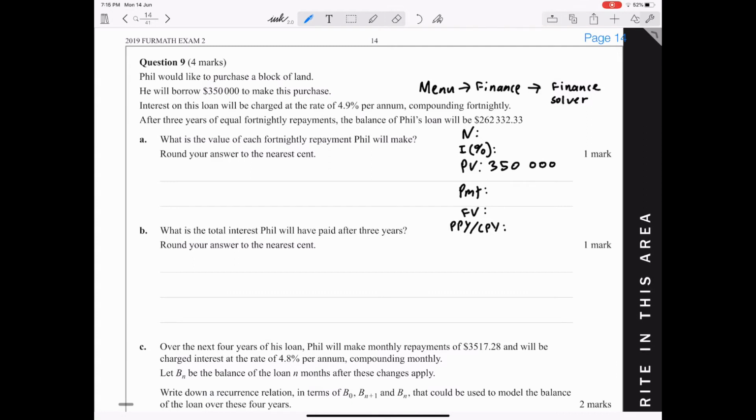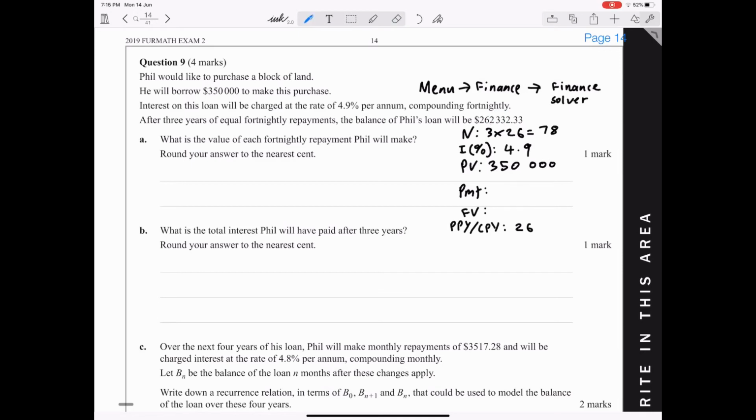Interest on the loan will be charged at the rate of 4.9% per annum, compounding fortnightly. So compounding fortnightly is 26. After 3 years of equal fortnightly repayments, the balance of Phil's loan will be... so that's after 3 years of fortnightly repayments. If you do that, it will be 78. So 3 years of fortnightly repayments gives us 78.